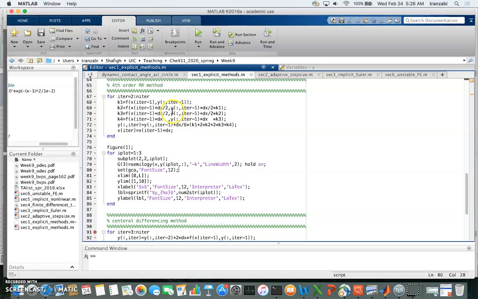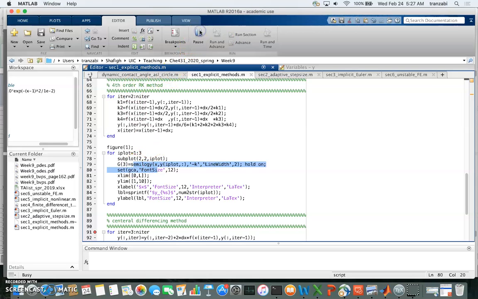And on the y side, for k2 we have y plus del x times k1 over 2. k3 is yi plus del x times k2 over 2. And then k4 is yi plus del x times k3. And here we average over the k values. We add it to the current y, and we get the next y. And the rest is just plotting the function on semi-log axes.